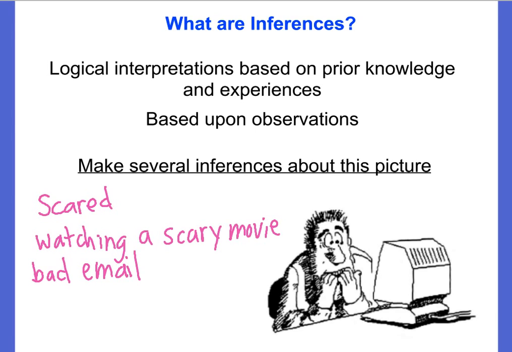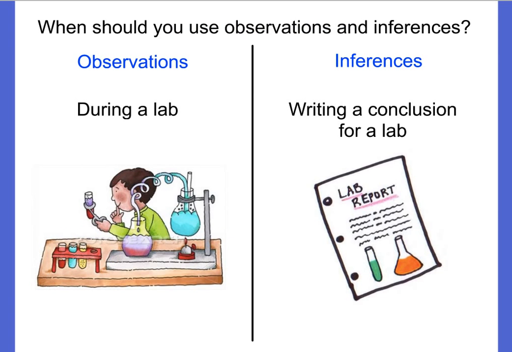When should you use these two things, observations and inferences? Well, observations you use during the lab. You watch the chemical reactions, you watch the changes that are occurring, you record what's happening to them. Are they changing color? Are they fizzing? Are they doing this? Are they doing that? Those are observations. Inferences, though, are used when you're probably writing your conclusion. Why did it fizz? Why did it change color? What chemical caused that? What chemical did this? Okay, those are inferences. You don't know exactly for sure. Maybe you could test it again and again, but you make observations and then you make inferences.